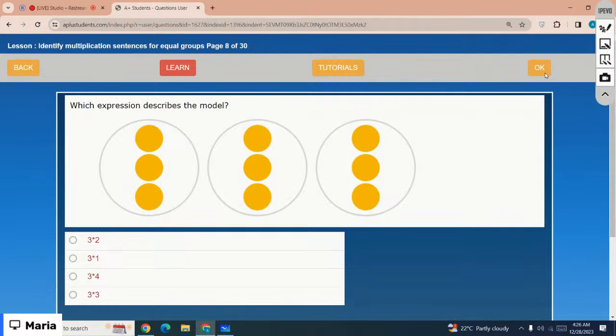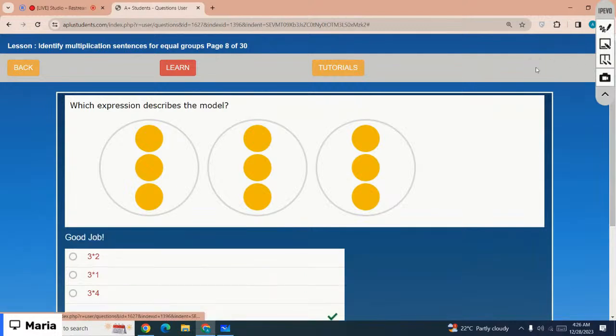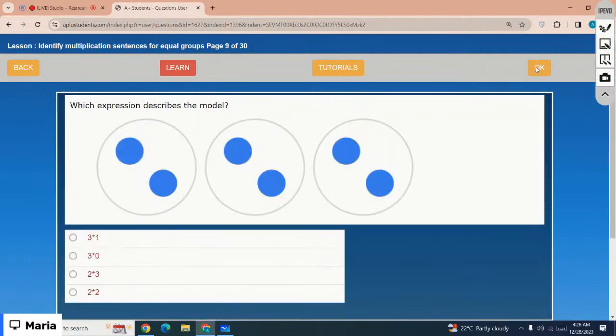Yes, that is 3 times 3: 3 groups, and each group has 3 dots, so that would be 3 times 3. Very good. Which expression describes the model? Which is the correct option?